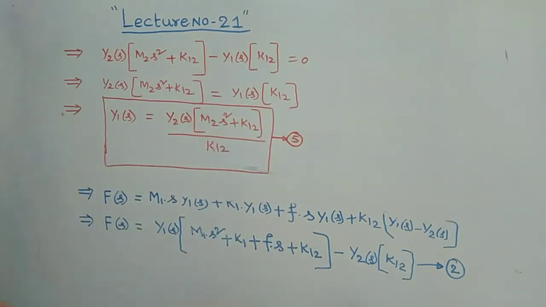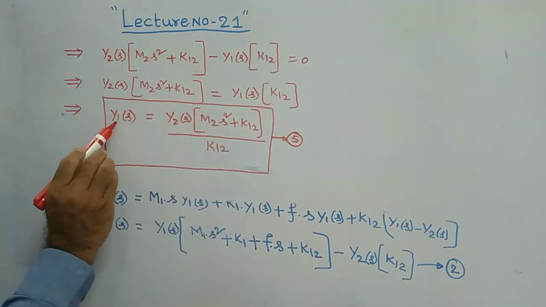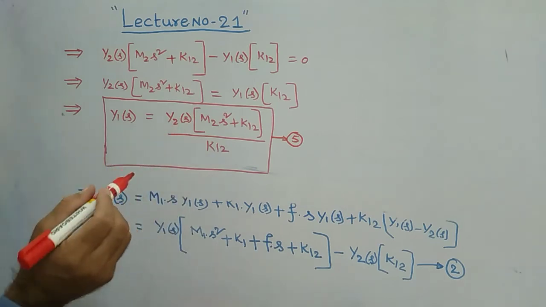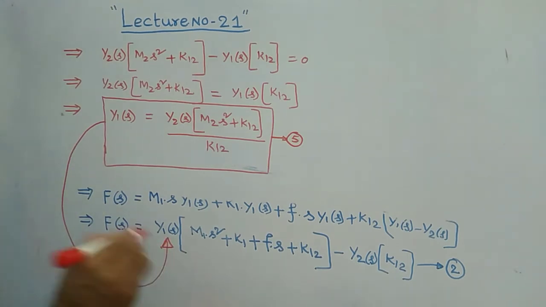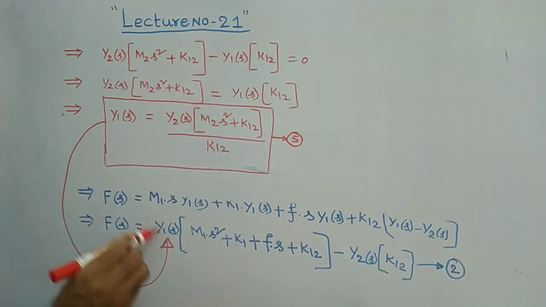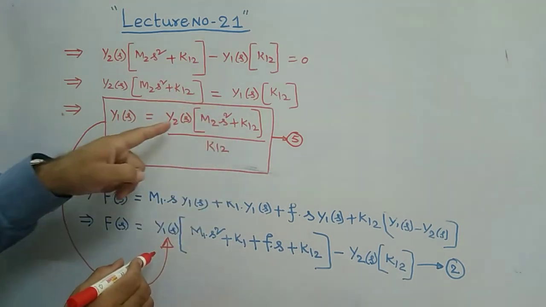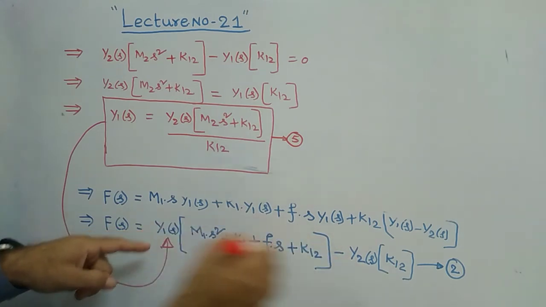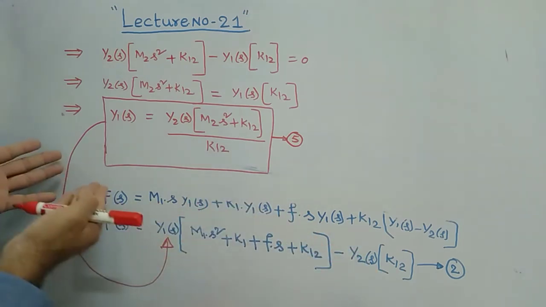Now, what we should do? Substitute this y1 of s value. Your y1 of s is in terms of y2 of s. Now, remember that. Therefore, you substitute this y1 of s value. So in the second equation, you have y1 of s here. Substitute this y1 of s equal to this much, this entire thing, here. Then y2 of s is already there. So from these two, take y2 of s as common, and something will come in the bracket. Then take the ratio of y2 of s by f of s. Then you will get the transfer function.